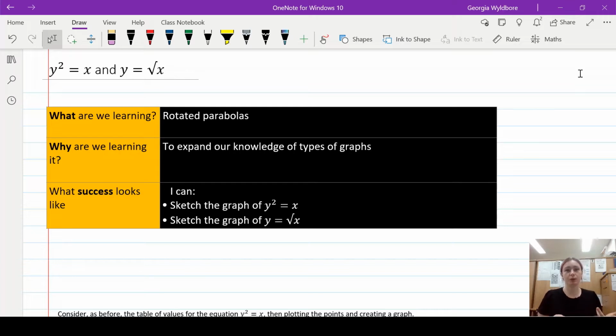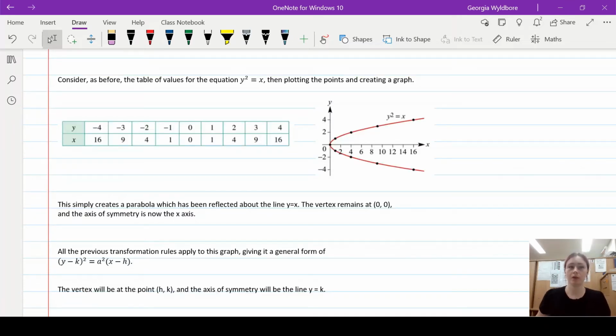Again, we're doing this because we want to expand our knowledge on types of graphs, and our success criteria is just that we want to be able to sketch both of these graphs. So just like we did in the last video, we want to have a think about a table of values for y squared equals x.